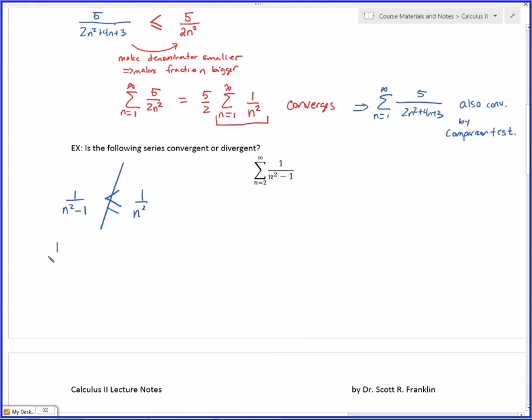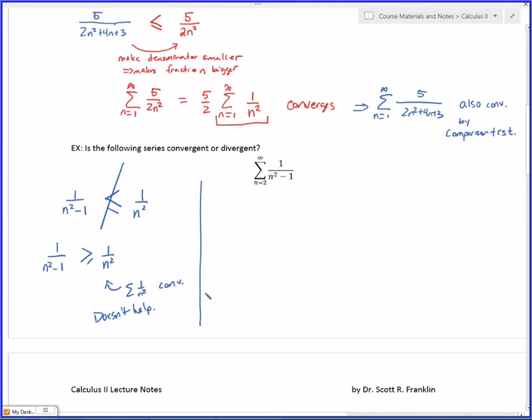I mean, if I had done this, that's true, but it doesn't help, right? Because this converges, and you found something smaller than your series that converges, which doesn't tell you anything about the thing above it. It could converge or diverge. Doesn't help. Okay, so we can still do this, but we've got to get creative.